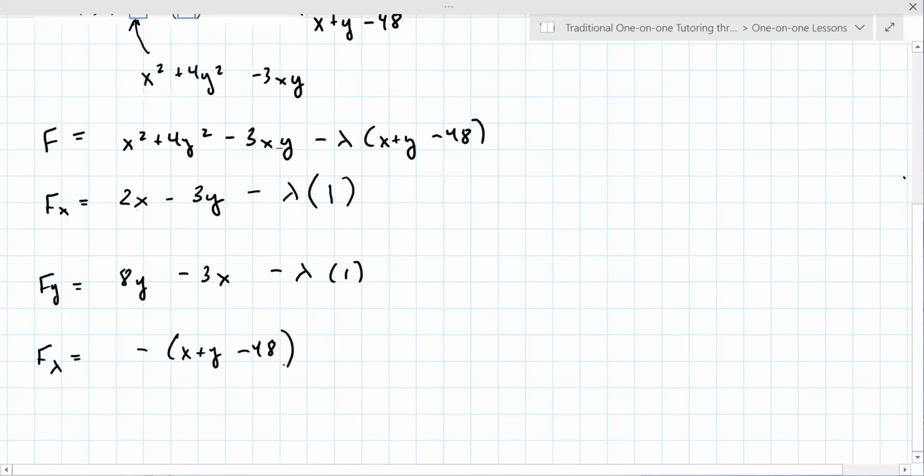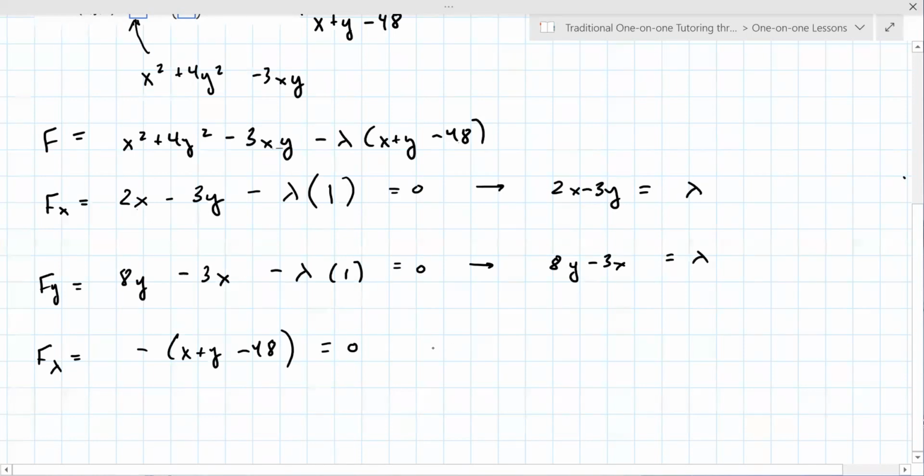Then you set everything equal to 0. So you set this equal to 0, you set this equal to 0, and this last one equal to 0. It's a pretty straightforward recipe once you do it once. So this first equation becomes 2x minus 3y equals lambda. You move this lambda over to the other side. The second equation becomes 8y minus 3x equals lambda.